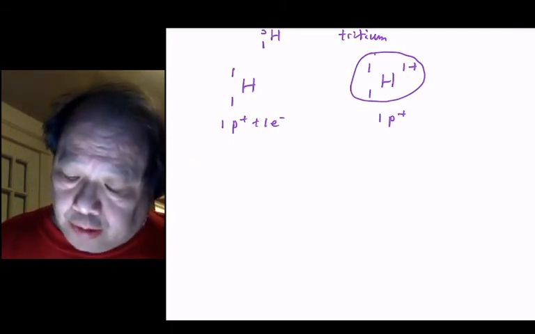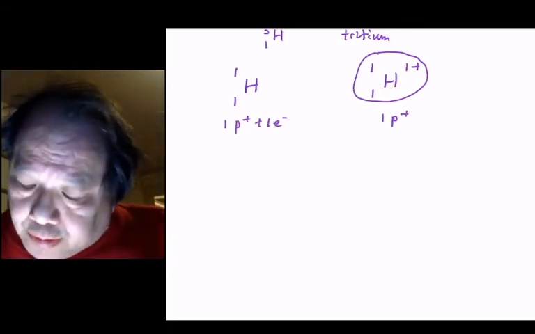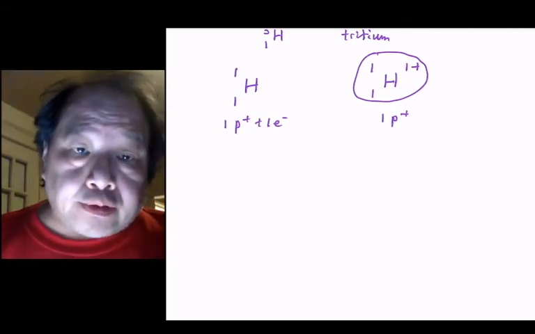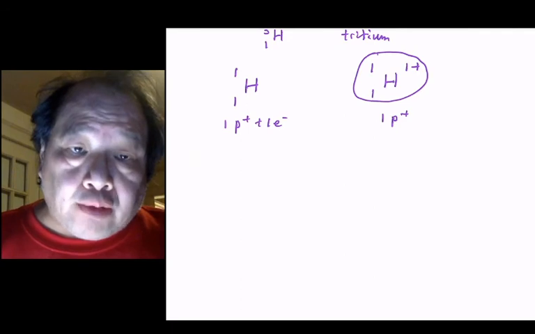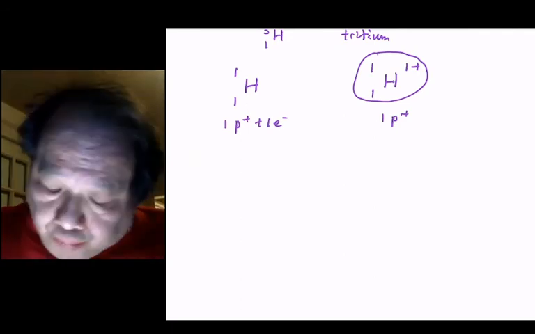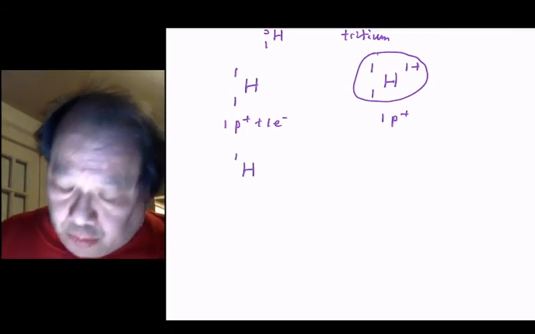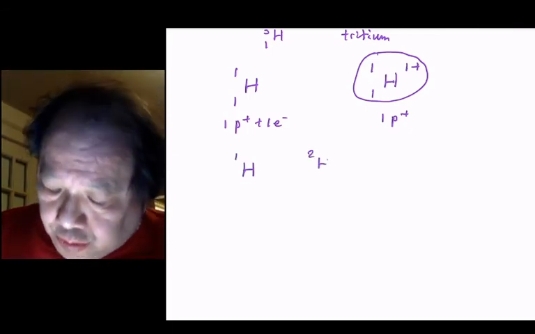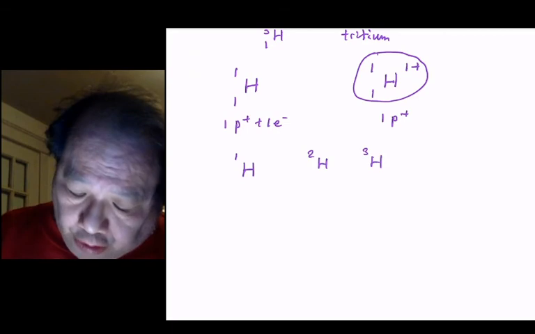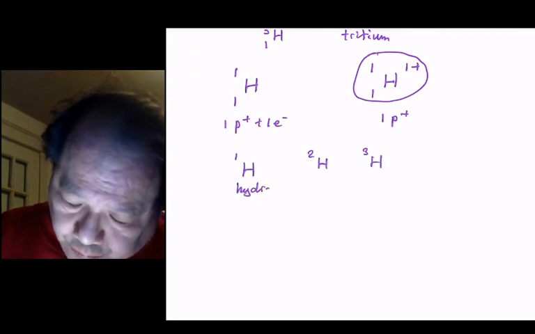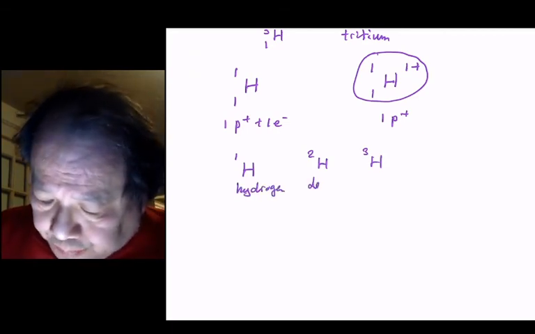One more thing. Because the letter tells you already the number of protons, if it's a hydrogen, it's got 1 proton. Very often we omit the lower symbol. So we can write 1H or 2H or 3H for hydrogen, deuterium, and tritium.